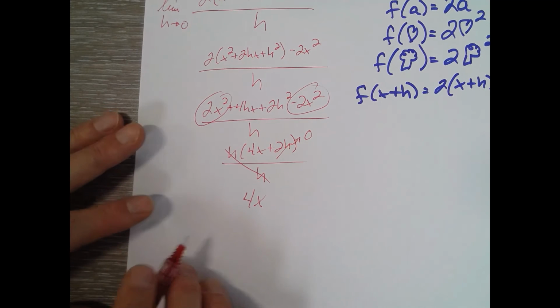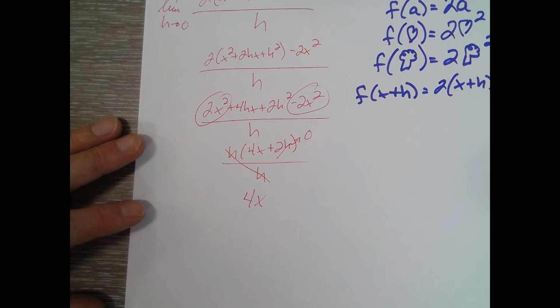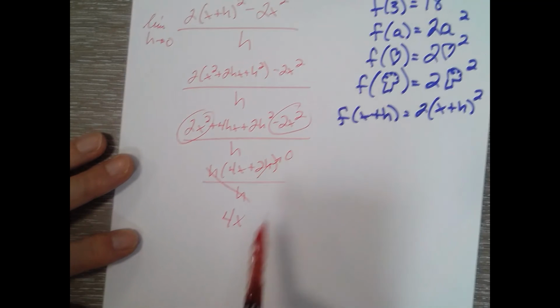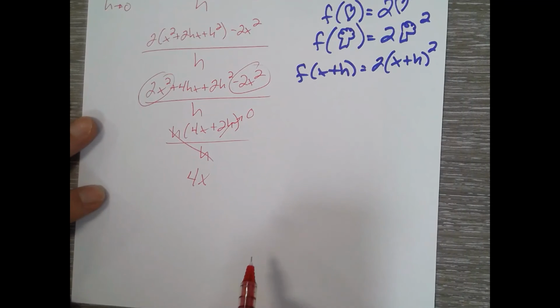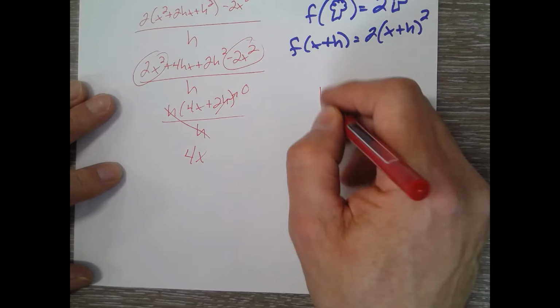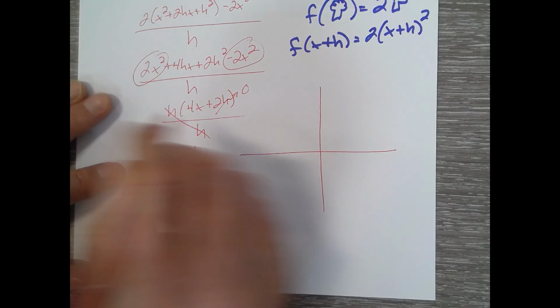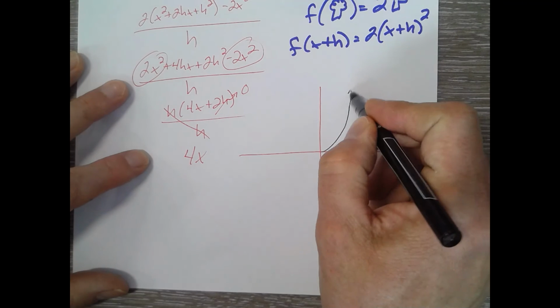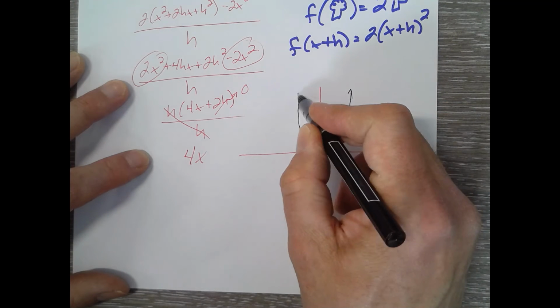So what did we just find? We found the derivative of 2x squared is 4x. Now I'm just going to talk a little bit about what a derivative is. Hopefully I'll keep it really simple. The graph is y equals 2x squared. That's what it looks like.